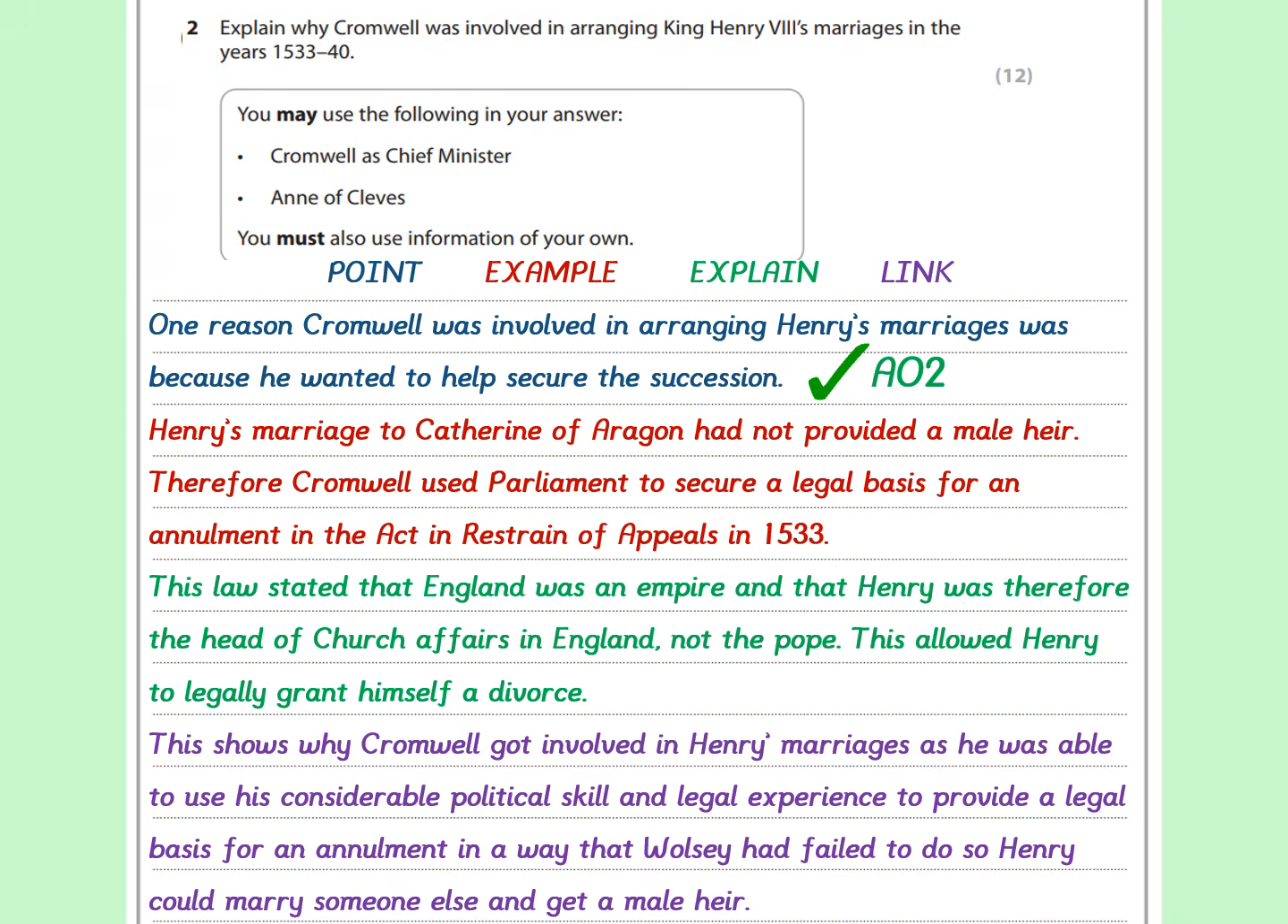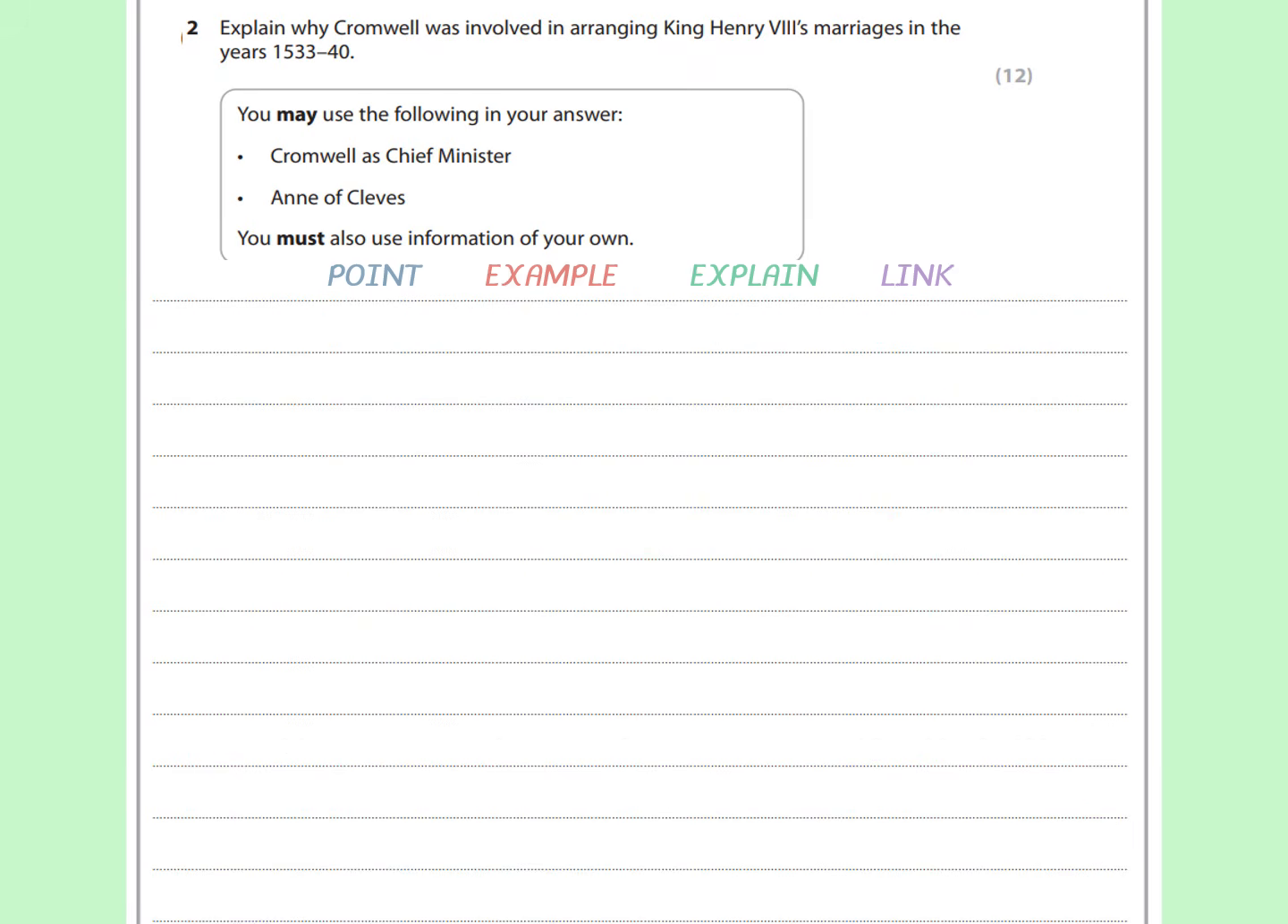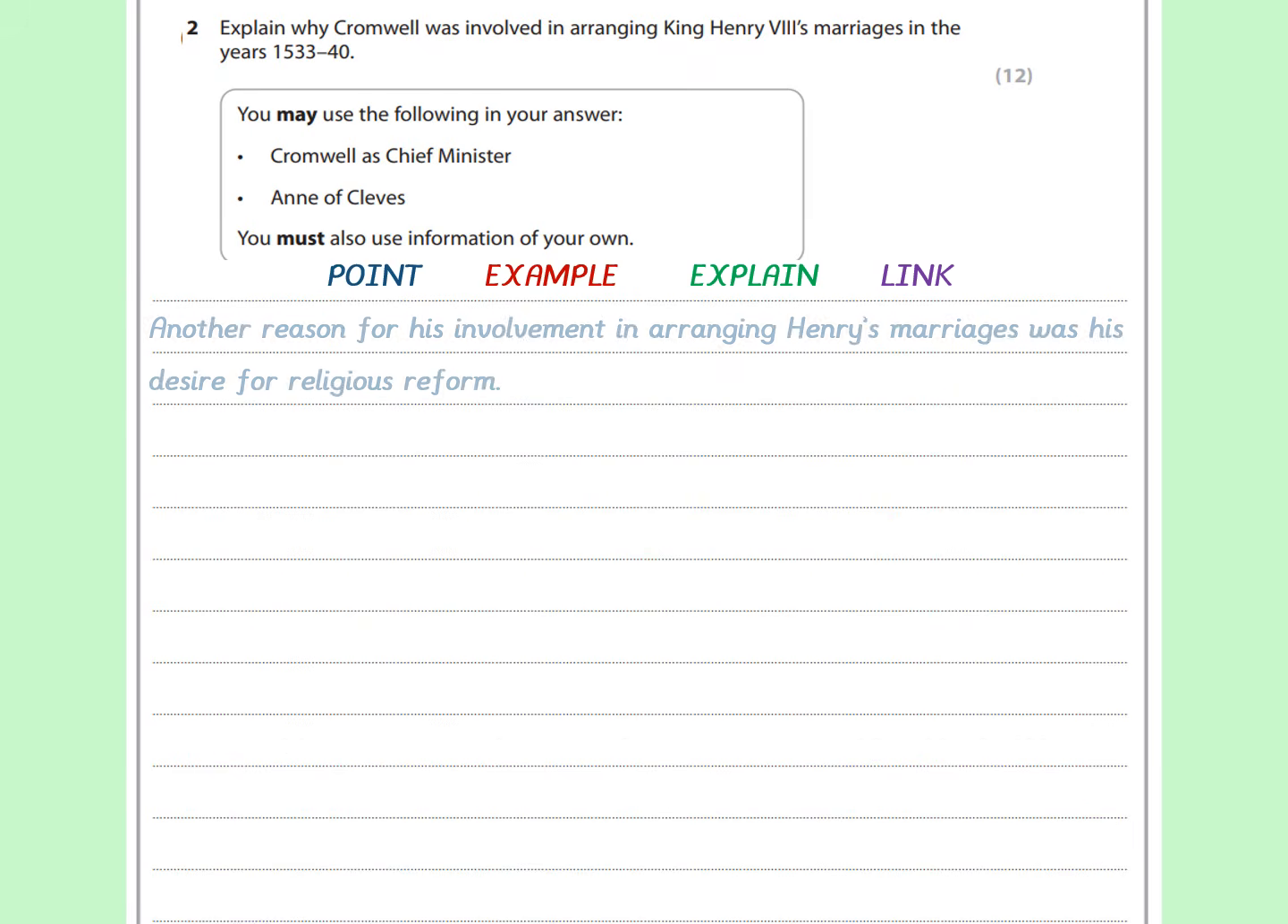Alright, so I get AO2 here for the explanation, AO1 here for my knowledge, and a mixture of both here, and then I finally explain it in relation to the question. So I've made a reasonable start, but I need some more.